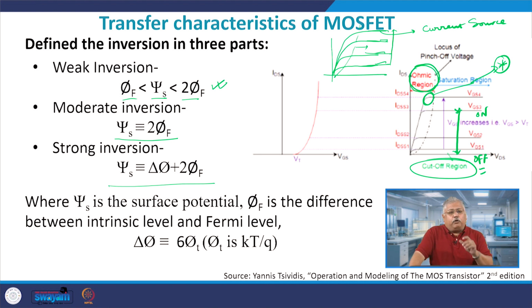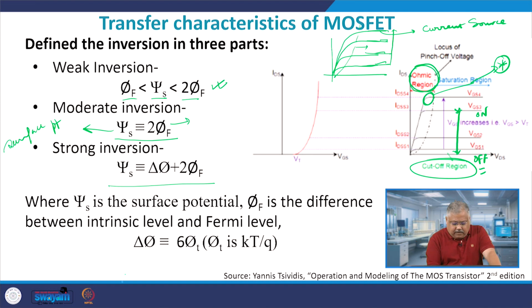2 phi f is the point when psi s becomes equal to 2 phi f. Psi s is basically the surface potential, right, and phi f we have already defined as kT by q ln Na by Ni. Now, when psi s equals 2 phi f, it becomes as much n type as it was initially p type if you are taking an n channel enhancement mode MOSFET, and anything larger than that voltage if you give, you will see a strong inversion layer being formed.